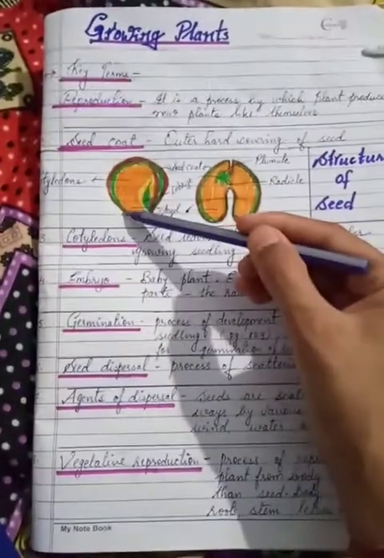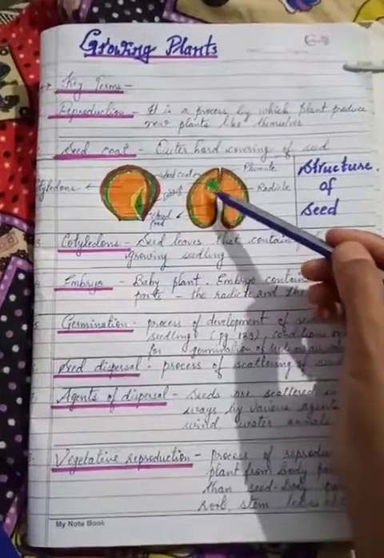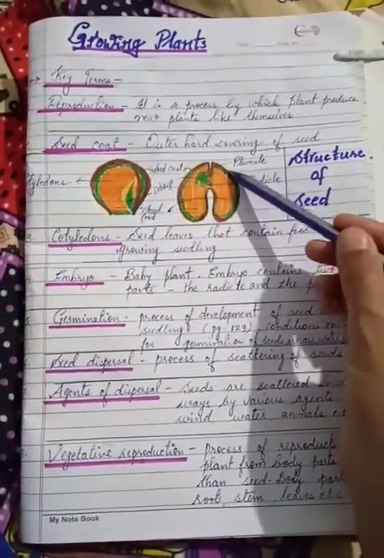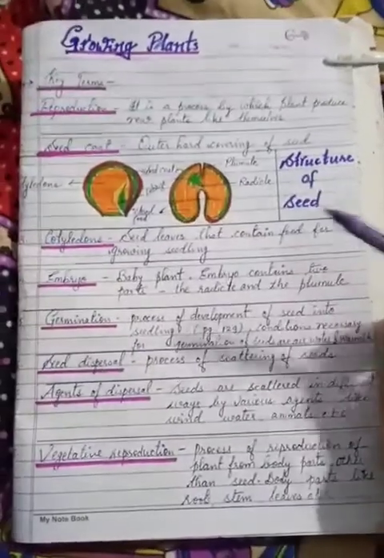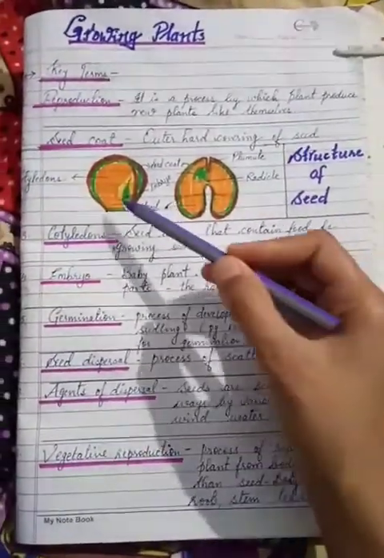First of all, look at the outer covering of the seed. It is known as the seed coat. The outer covering of the seed is known as the seed coat, and this seed coat protects the seed when it grows into a seedling.